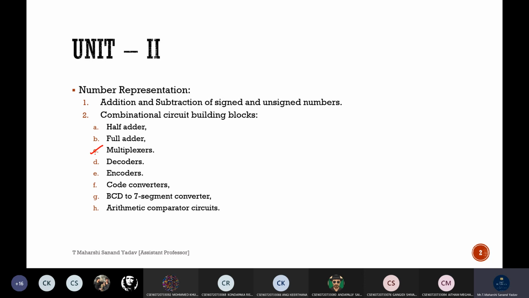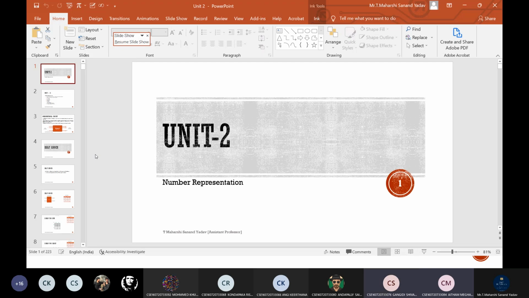Better let us do the multiplexers. What is a multiplexer? A multiplexer means it contains N inputs and a single output, and anything is present externally.